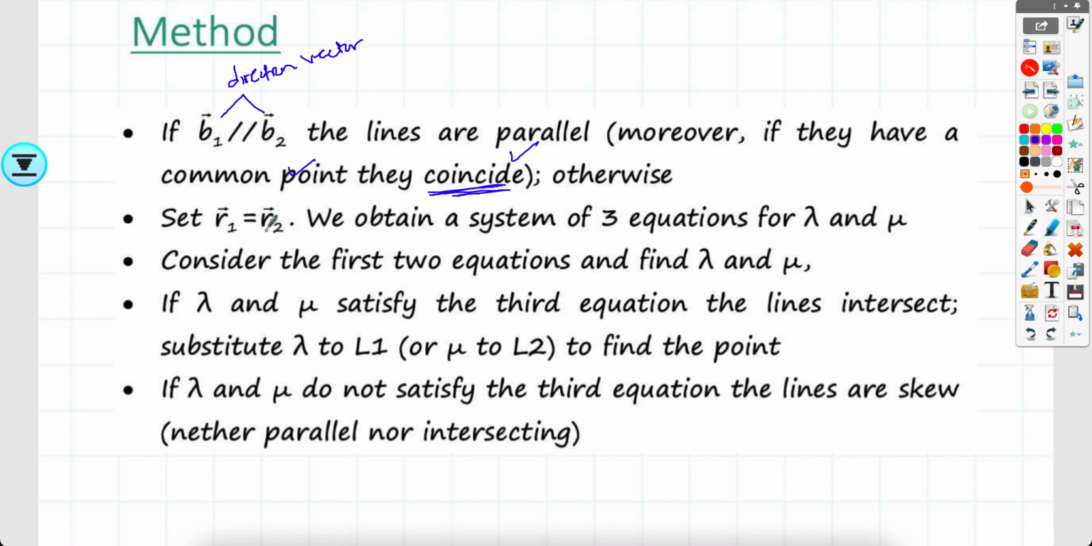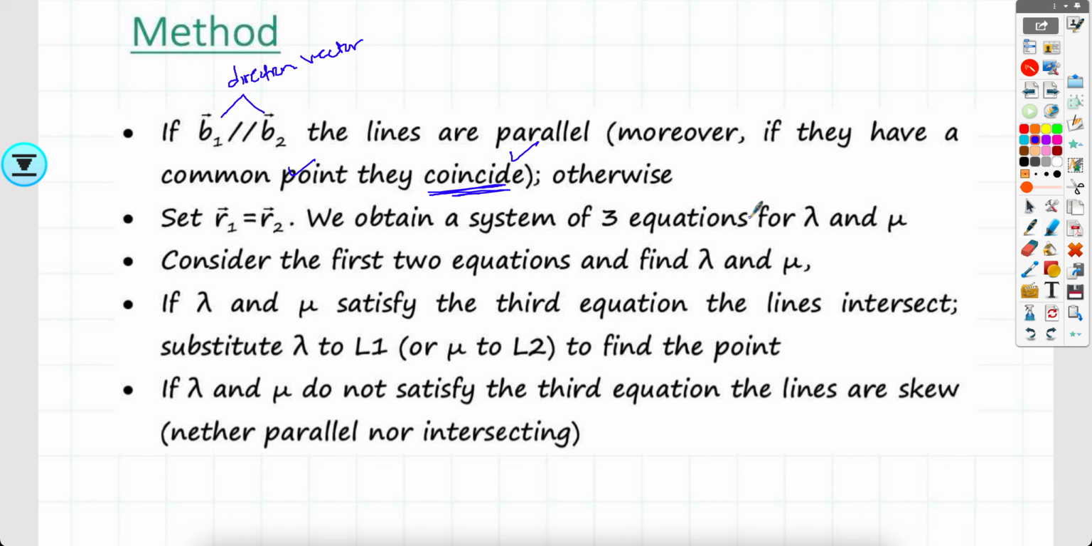You set the two equations to be equal to each other. Just like when you have two equations in gradient-intercept form and you're trying to find the point of intersection, you make them equal to each other. Same thing: you make the two lines exactly equal to each other. You will get a system of three equations in this case, since we're talking about 3D. If lambda is your scalar for r1 and mu is your scalar for r2, you get three equations for lambda and mu.